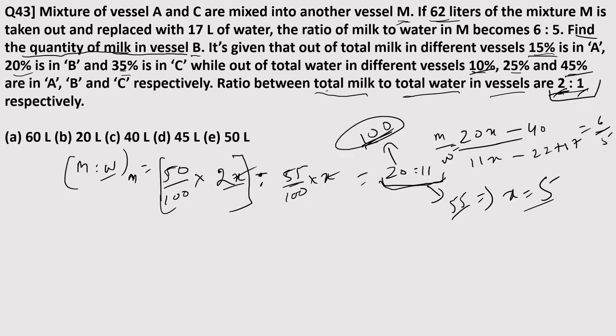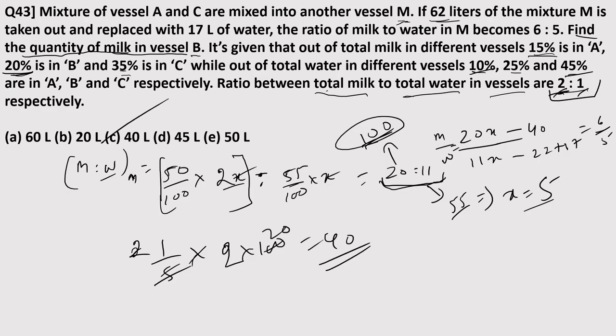So from here I can say, it is asked the quantity of milk in B. So I can say this is in B, you can see here milk is 20% of total. 20% is 1 by 5 of total, total is 2 into 100, that is coming out to be how much, guys? This is 20, this is total 40, so 40 has to be the answer. Okay, option C.